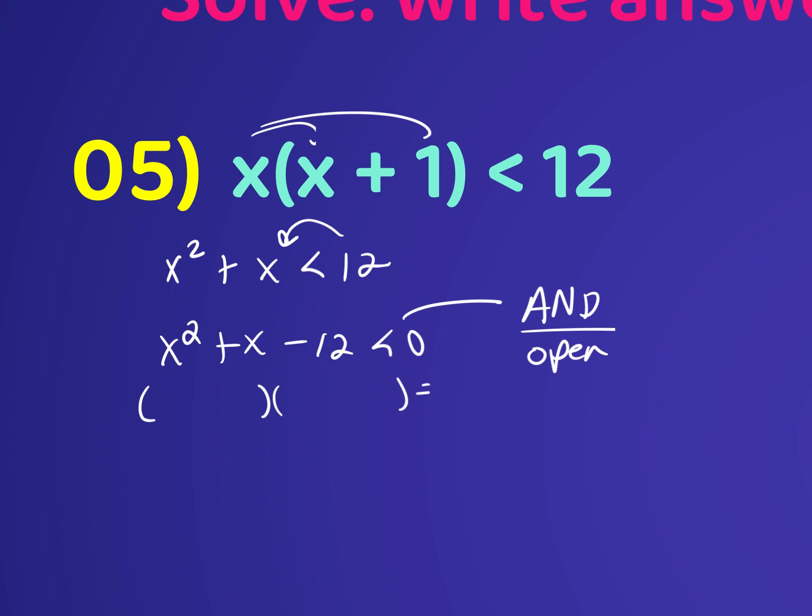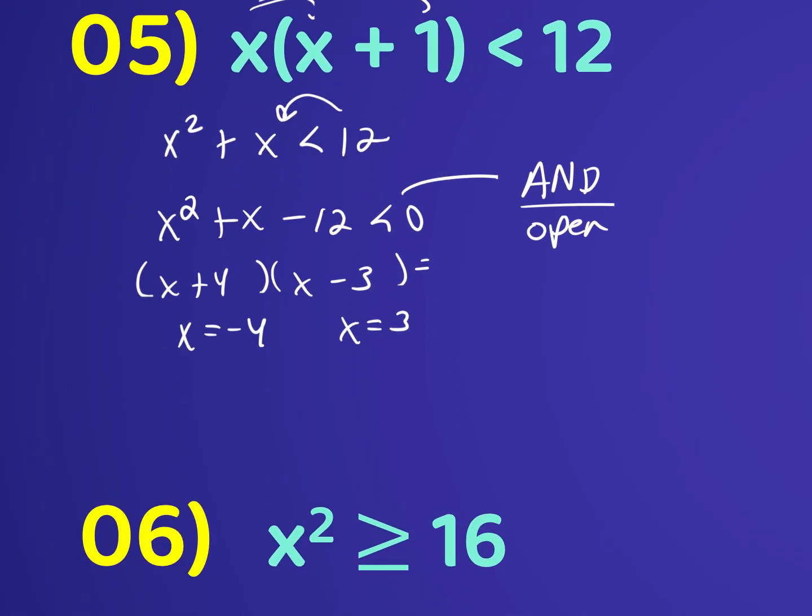Awesome. So let's factor. What are the factors of negative 12 that multiply to give me negative 12, but add to give me a positive 1? x plus 4, x minus 3. Awesome, guys. So I have x equals negative 4 and x equals 3. Those are my 2 test points, yeah?